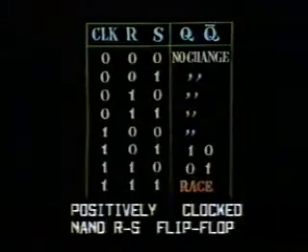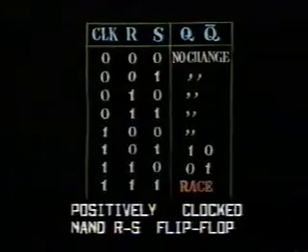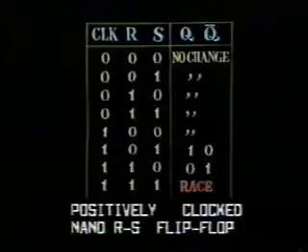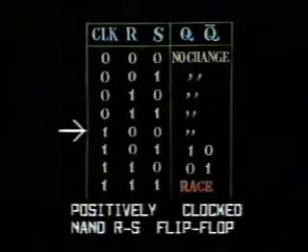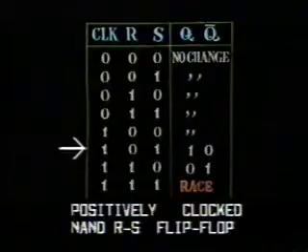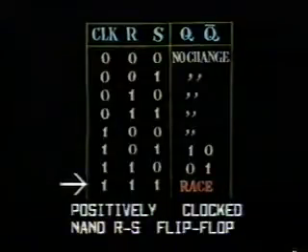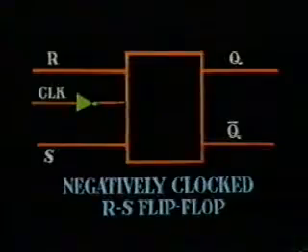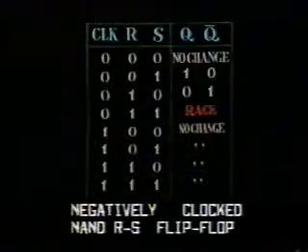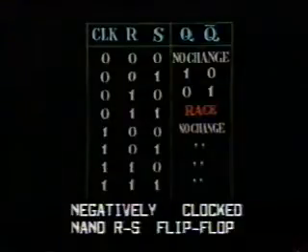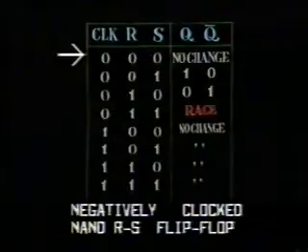The positively clocked RS flip-flop responds to its R and S inputs only when the clock level is at logic level 1. The NOT gate on the clock line indicates that this is a negatively clocked RS flip-flop. Note from its truth table that it responds to the reset and set inputs only when the clock is at logic level 0.